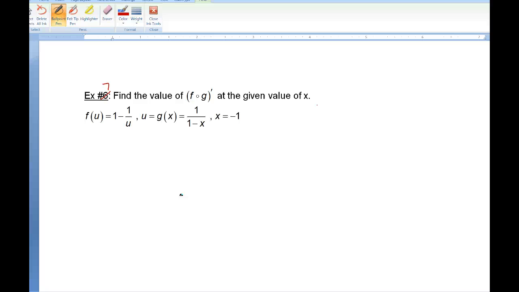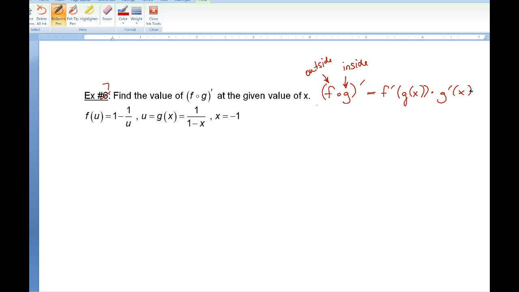Yeah. Okay, so f of g prime. Okay, that's what we've been doing. We've been doing the chain rule. If we look at f of g prime, remember, we think of g as the inside and f as the outside. So it's just the chain rule. So how would you rewrite this? It would be f prime of g of x times g prime of x. That's just the chain rule.